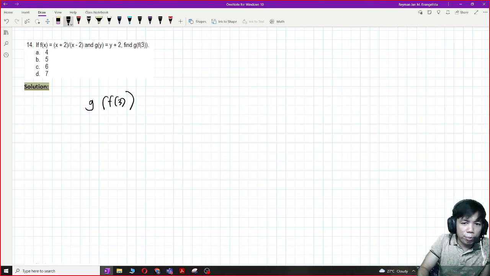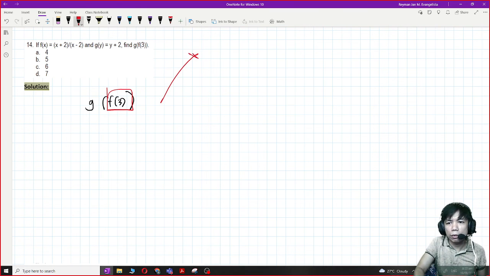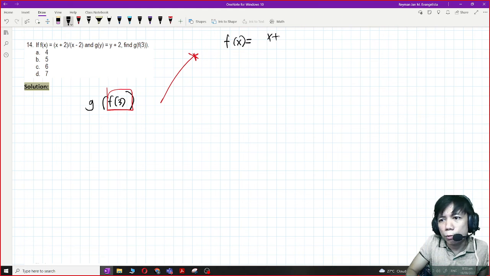So, guys, pag composite function, unahin mo lagi yung nasa loob. Ano yung nasa loob natin? Ito. Okay? Yung f of 3. So, ibig sabihin, you have to find first the value of f of 3. So, dito tayo para sa f of 3. Okay, meron tayong f of x is equal to x plus 2 over x minus 2.